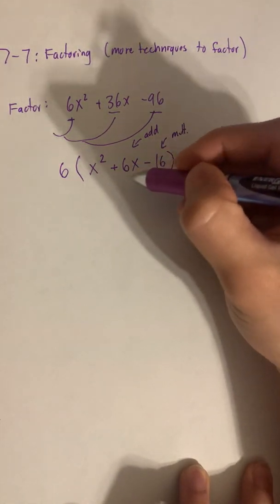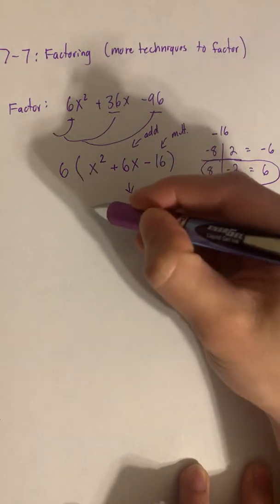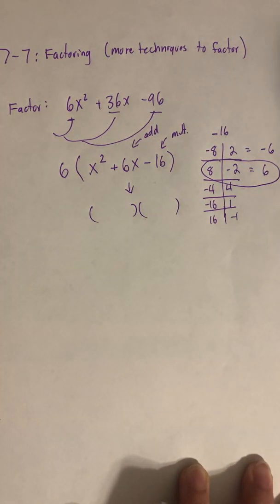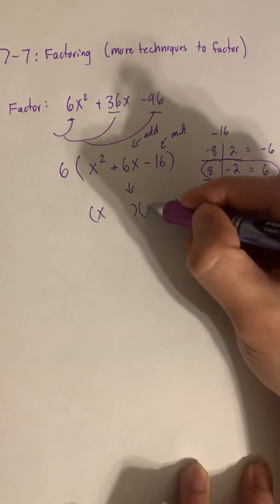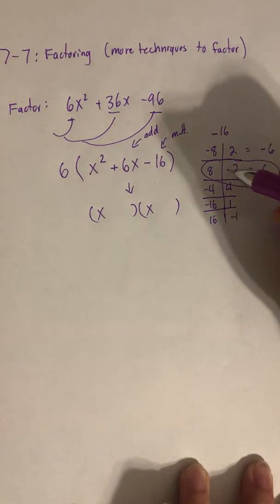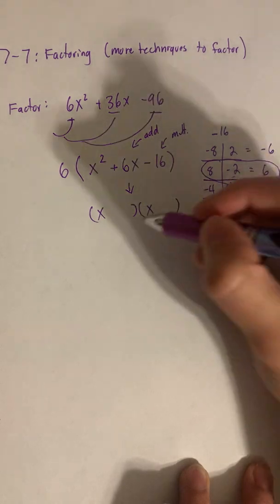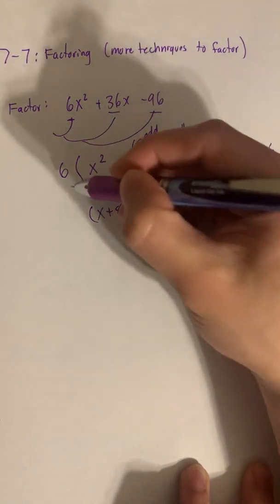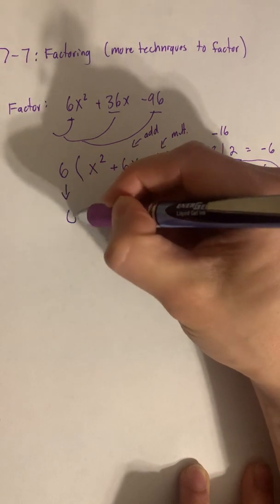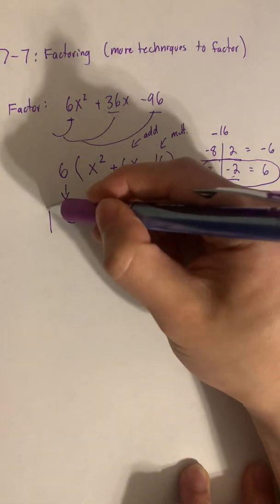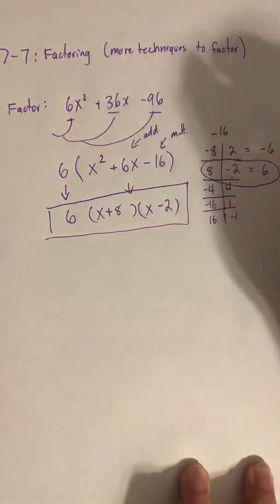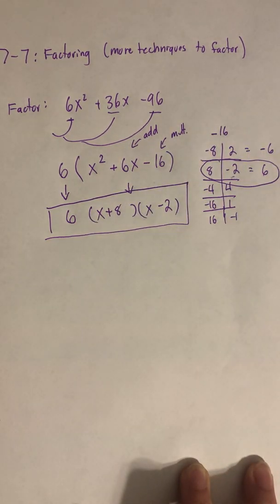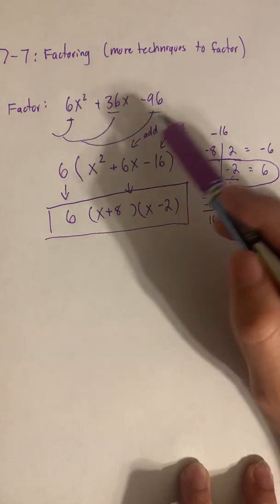So this whole thing here will turn into these two brackets like we did before. We're going to put x's in front because there's an x squared there. And then we're just going to plug in these two numbers here. So it's a plus 8 and then a minus 2 here. And then we have to bring down this 6 here because 6 is on the outside. And then this would be our factored form here. 6, x plus 8, and x minus 2 are the three factors of this original trinomial.